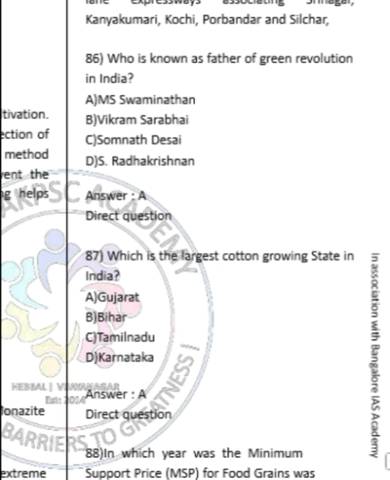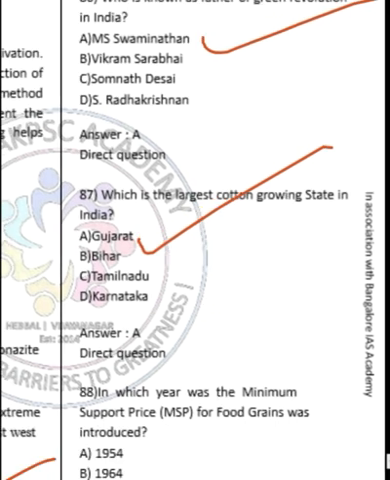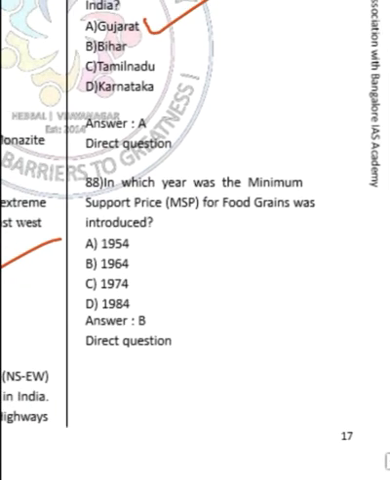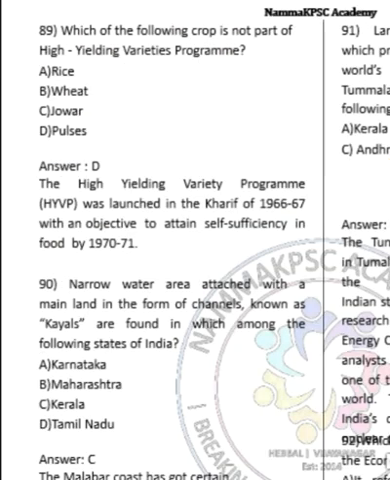Question number 86. Who is the father of the Green Revolution in India? Answer is option A, M.S. Swaminathan. Question number 87. Which is the largest cotton growing state in India? Answer is option A, Gujarat. So you can remember such important facts. Question number 88. In which year was the minimum support price for food grains introduced? Answer is option B, 1964. Question number 89. Which of the following crops is not part of the high yielding varieties program? So the answer is option D, pulses.